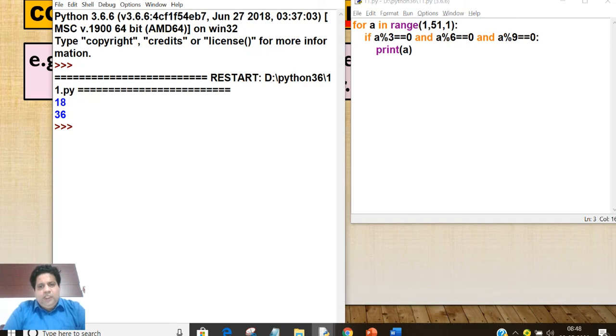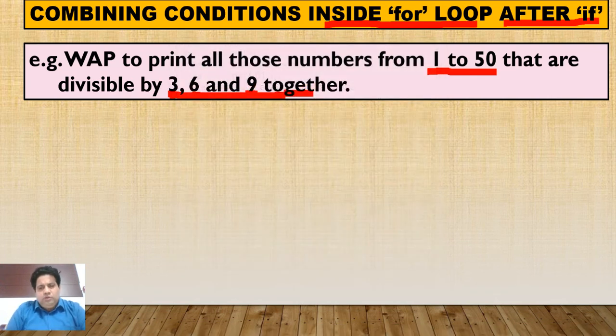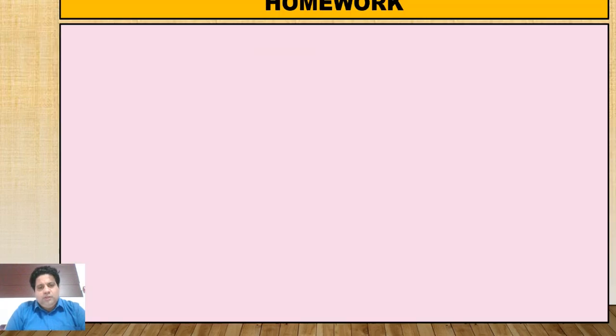So what was this topic? Here we study how to combine conditions inside for loop. See, this is for loop and inside this we are combining the conditions after if. So some programs need this too. So you should know. Now the homework part. Here I am giving you some more complex, more difficult programs. Now you should try it on your own.